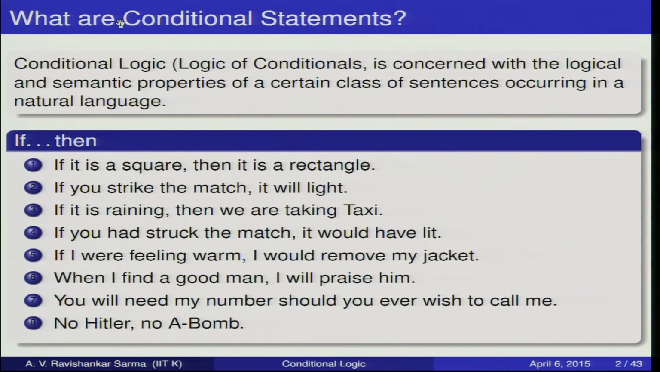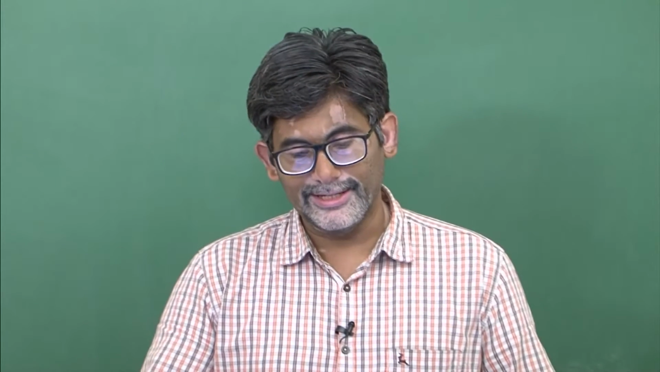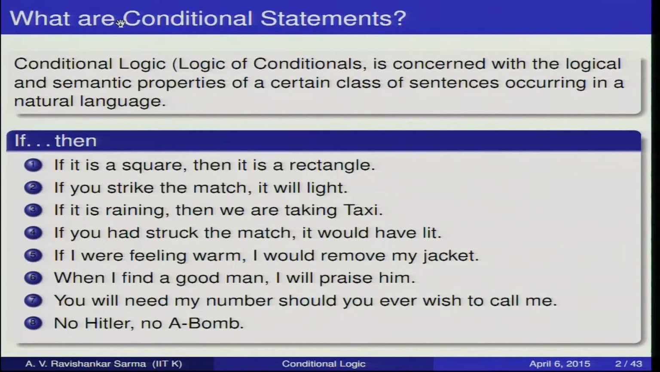Whereas the fourth one, if you had struck the match, it would have lit. That means you didn't strike the match, but imagining a situation where you had struck the match, then obviously it would light. And the fifth example, if I were feeling warm, I would remove my jacket. I am not feeling warm, that's why I am not removing my jacket. In case I am feeling warm, then I would remove my jacket. So these two are different types of conditionals.